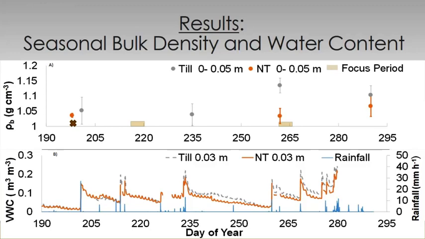But we do see that after a substantial rainfall event on day of year 235, which was also the day of the solar eclipse, if you remember, a pretty cloudy and wet day, we now saw a difference between the till and no-till soils, where the till soil was now higher than the no-till soil plot. This actually continued and remained the same throughout the rest of the season, into our second period of measurement as well.